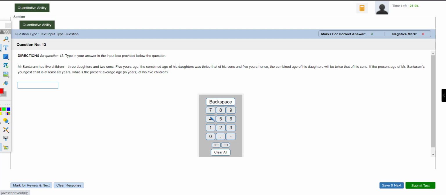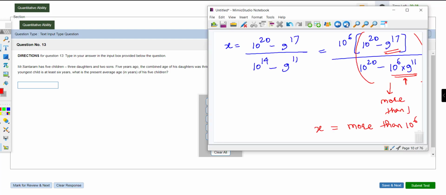Question number 13. Mr. Santram has 5 children, 3 daughters and 2 sons. 5 years ago, the combined age of the daughters was thrice that of the sons. 5 years hence, the combined age of the daughters will be twice that of the sons. The present age of the youngest child is at least 6 years. Find the present average age of the 5 children. Looks easy. Okay, we'll do this.